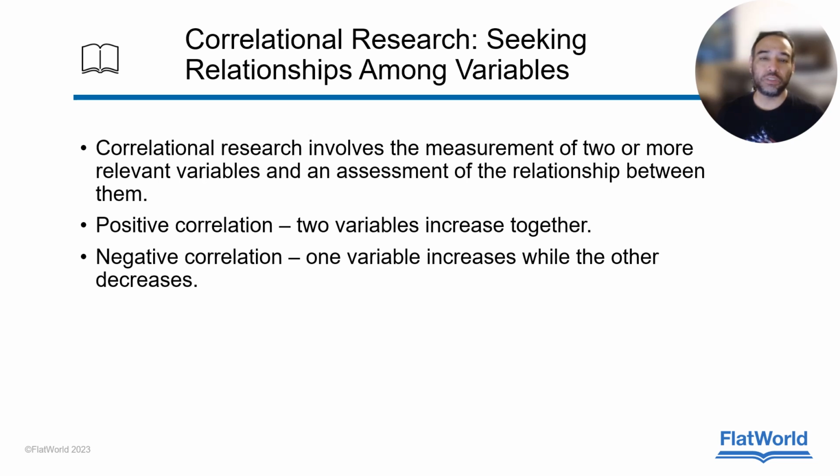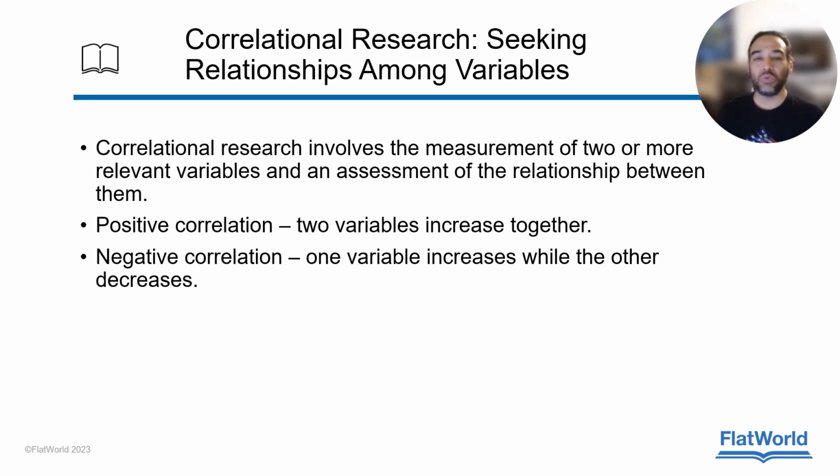Negative correlation means that as one thing increases, the other one decreases, or vice versa. As one thing decreases, the other one increases. An example would be the more time you spend playing video games, the less time you might have for doing homework. And if you play video games less, you might have more time to do homework. Right? So the things move in opposite directions. One goes up while the other goes down.